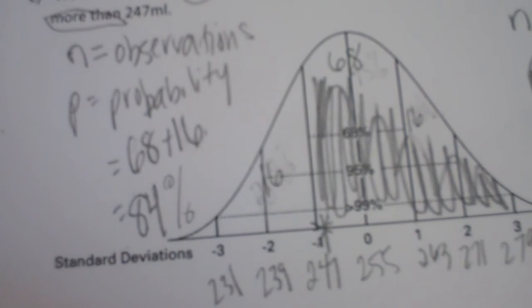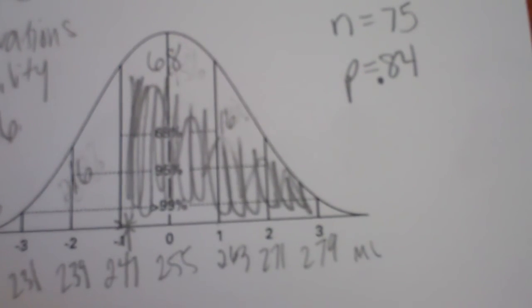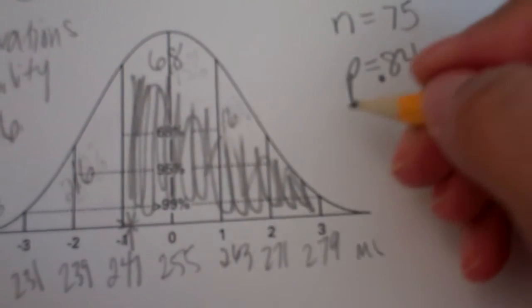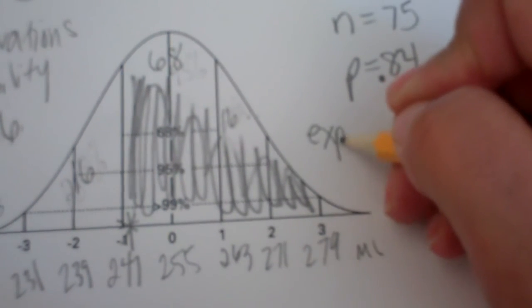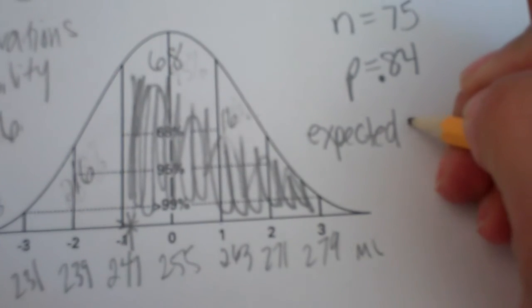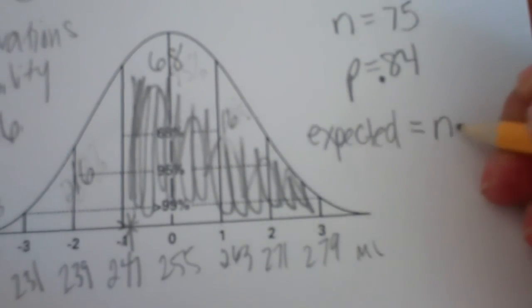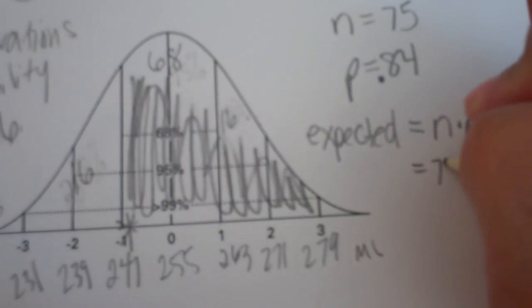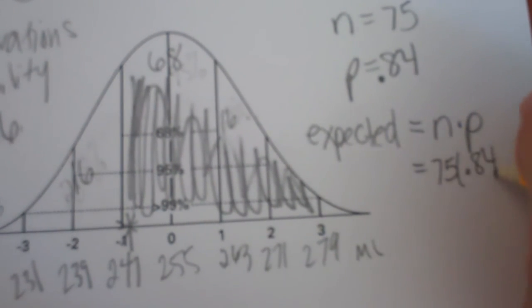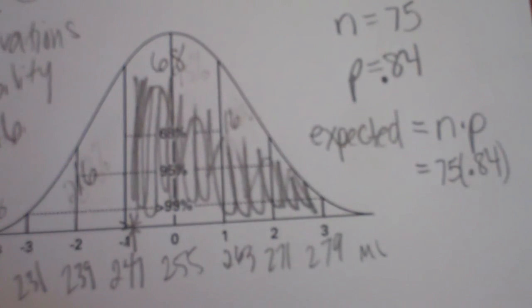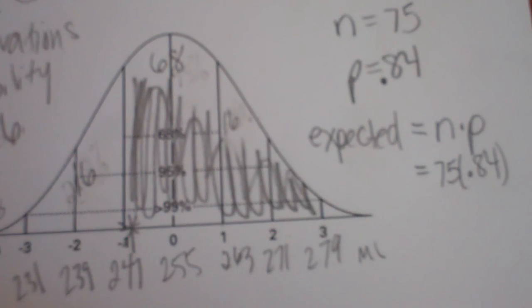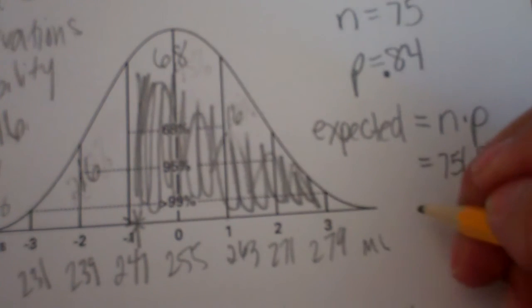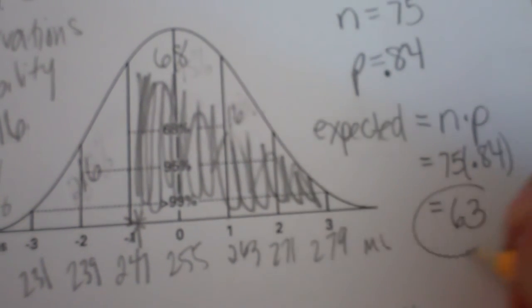We're going to turn this into 0.84. The reason why we need that is we need the probability. The expected number comes from when you multiply the number of observations times our probability. So we're going to multiply 75 times 0.84. 75 packets times a probability of 0.84, and we're going to get 63.